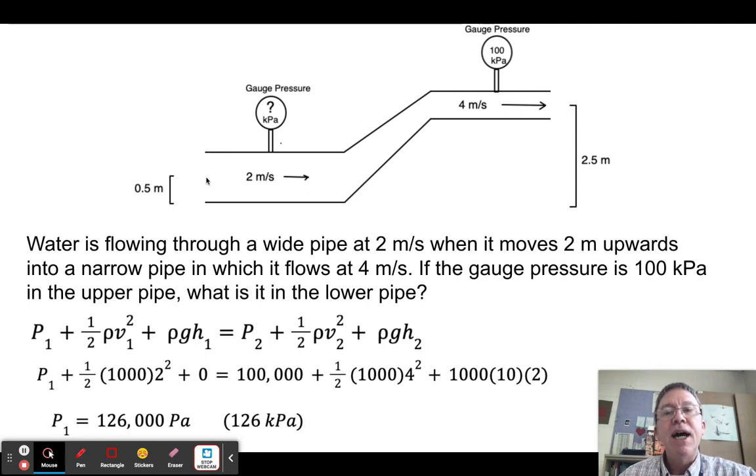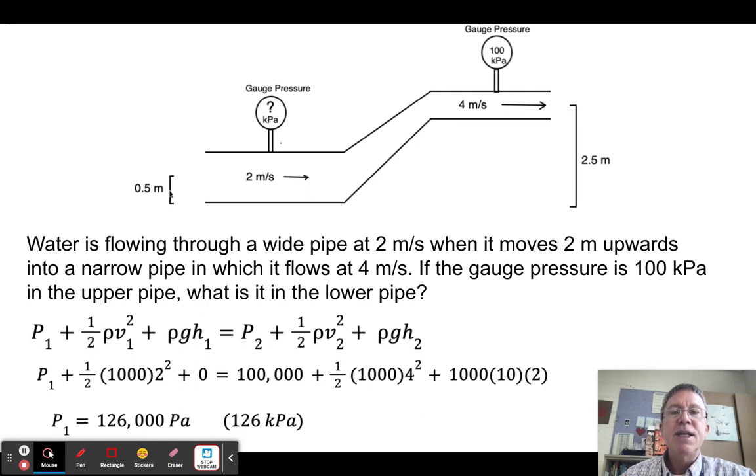So basically, I have a pipe that has a radius of 0.5 meters. It's going to come uphill and it's going to come here. It's now traveling, it goes from traveling at 2 meters per second to traveling at 4 meters per second.